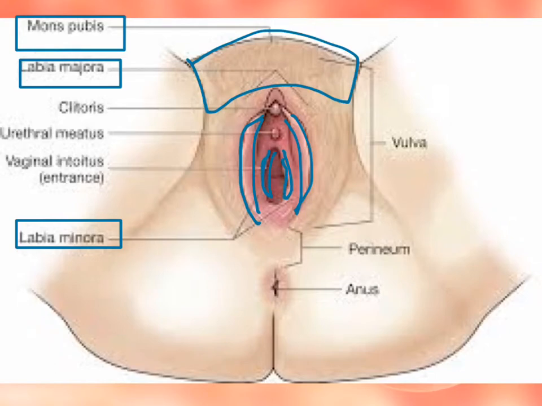Another area is the perineum, which is the skin between the vaginal opening and the anus, and this is the area usually cut during episiotomy when the vaginal opening is not big enough for the baby's head to come through.